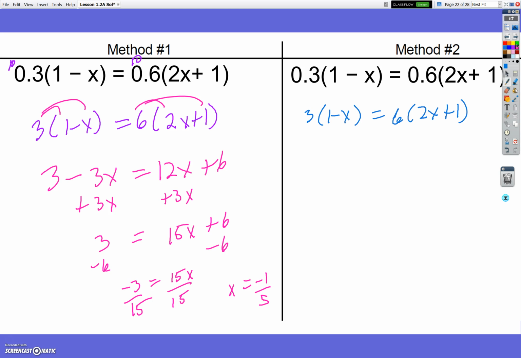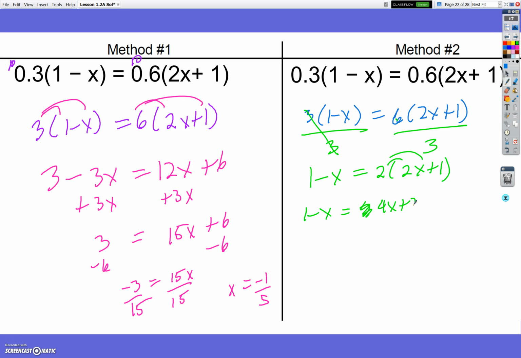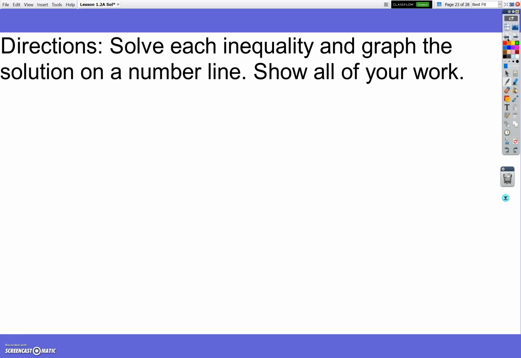So now let's see if I do the same thing over on the right side in method 2, if I'll get the same answer. If I divide both sides by 3, I'll be left with 1 minus x is equal to 6 over 3, which is 2, times the quantity of 2x plus 1. So then when I distribute, I'm going to have 1 minus x is equal to 4x plus 2. If I add x on both sides and subtract 2 on both sides, I'd be left with negative 1 is equal to positive 5x. I then divide both sides by 5 to get x is equal to negative 1/5. So you can choose to use either one of those methods.